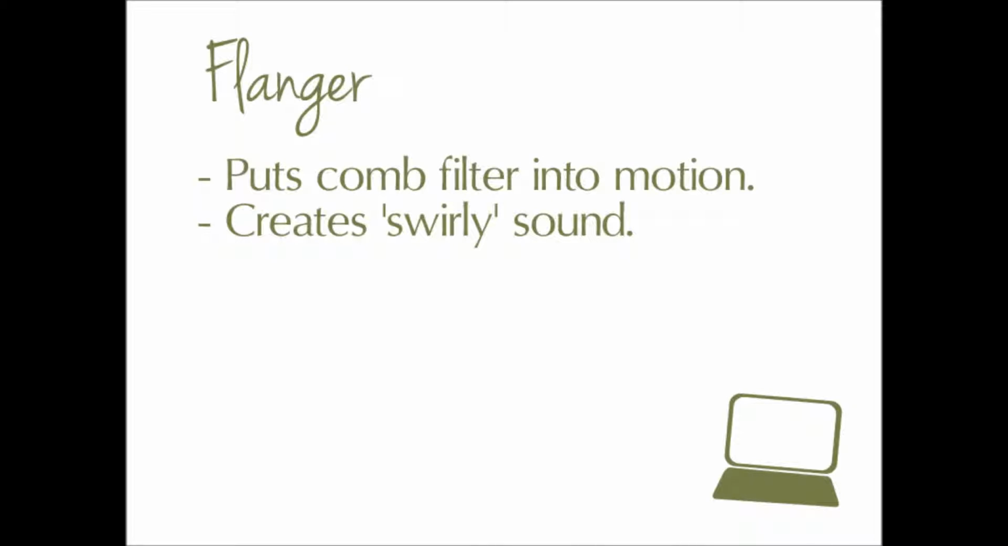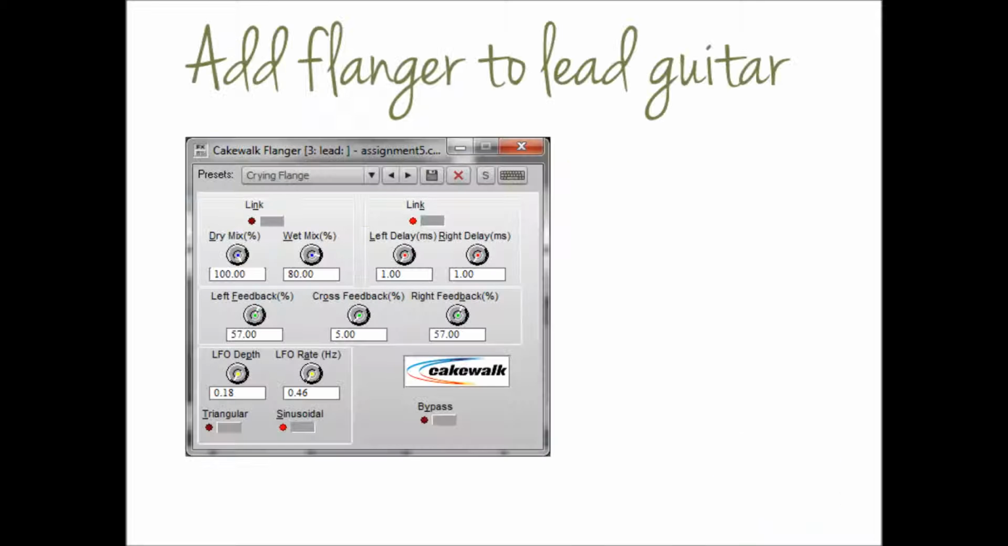So I decided to add a flanger to the lead guitar. This is a comb filter put into motion to create a swirly sound. As you can see, the interface for the plugin looks identical to that for the chorus effect, and in this case I chose a crying flange preset and I left the settings as the defaults.